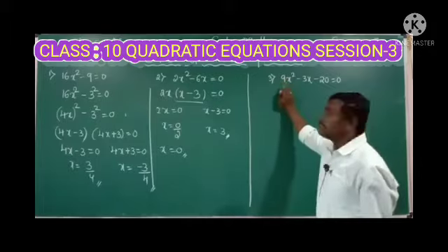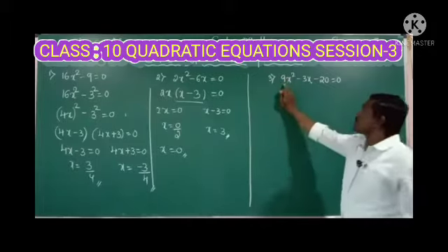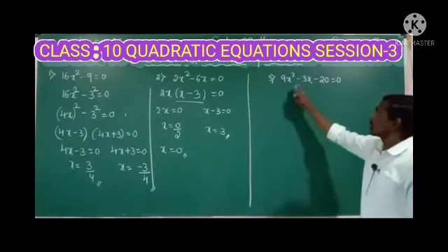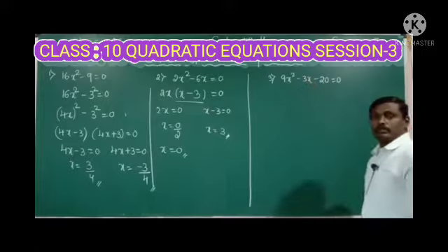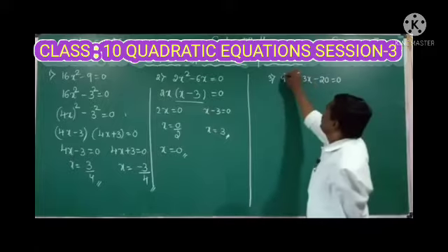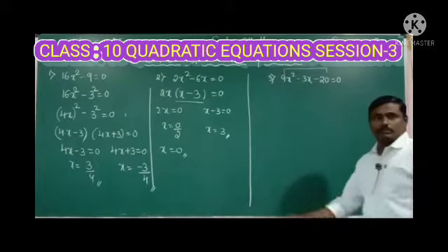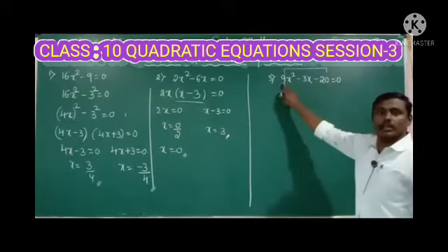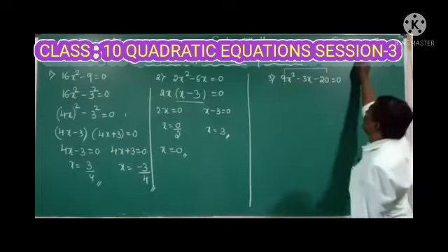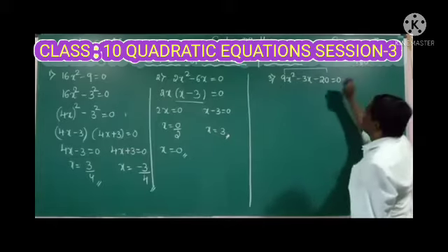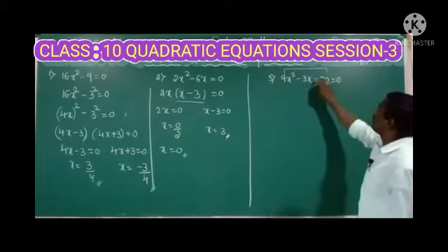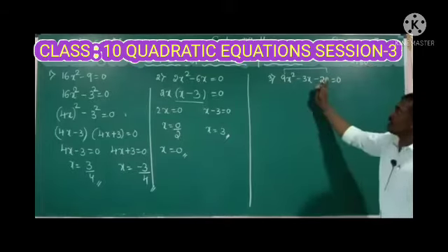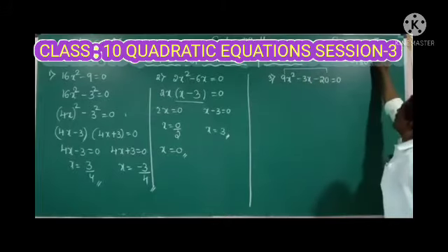Next, see the third question: 9x square minus 3x minus 20 is equal to 0. Just multiply the first term and last term. What will you get? When you multiply these two terms, 9 twos are 18, and the remaining 0 means 180, and the negative sign as it is. Now the product of the first term and last term is minus 180x square.